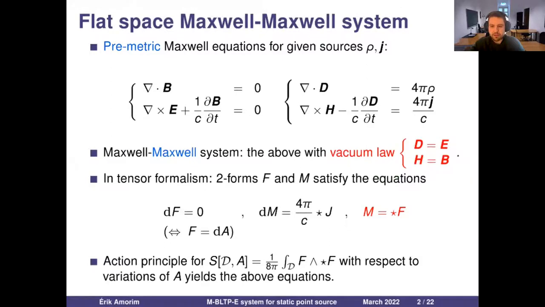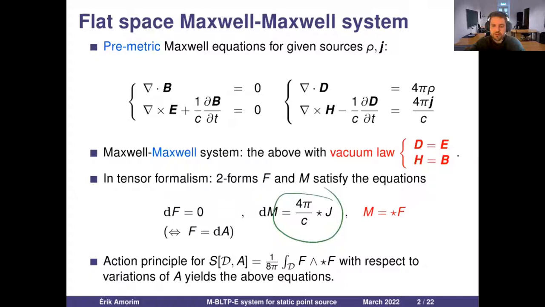I think most people have seen this already in tensor formalism. You can write these equations using tensors, but to take care of the D and H, you actually have two forms, F and M. F is going to have all the Bs and Es in it somehow as coordinates, and it's a two form that satisfies the equation dF equals zero. In simply connected regions of spacetime, this means that F is equal to dA for some one form A. And then this field M must satisfy this equation, d M equals star J.